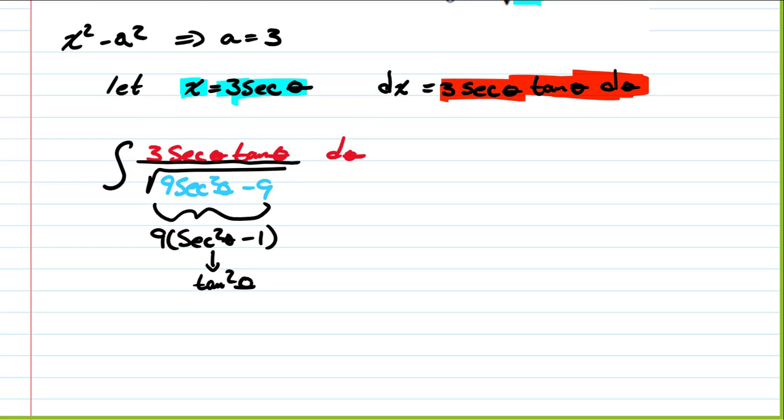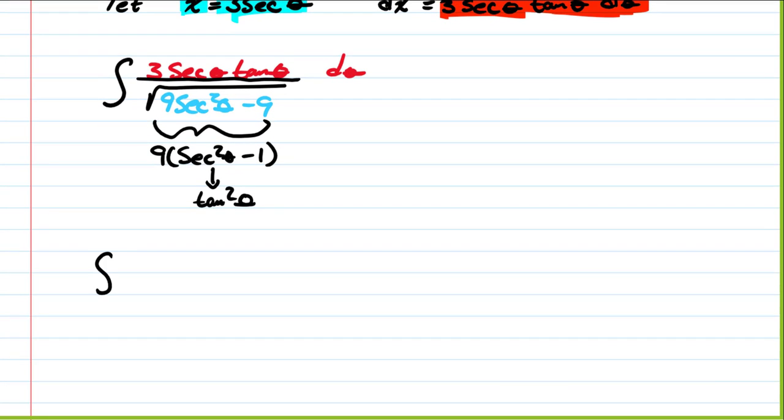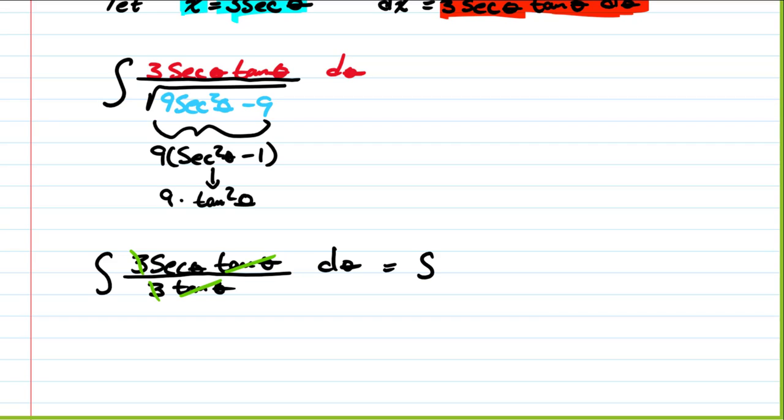So finally, putting all of that back together, in the numerator we end up with 3 secant theta tangent theta, all over 9 times tangent squared, but it's all in a square root. So what's the square root of 9? 3, and the square root of tangent squared is tangent, d theta. And then we get some nice reductions. Our 3's reduce out, our tangents reduce out, and we're left with the integral of secant theta d theta.